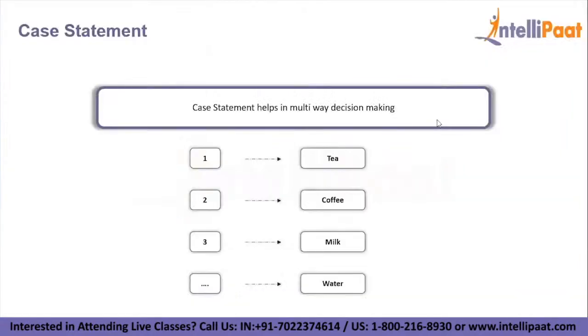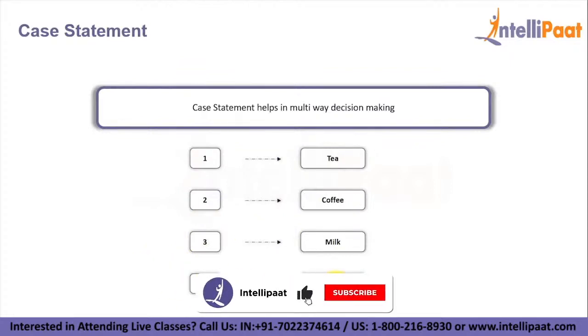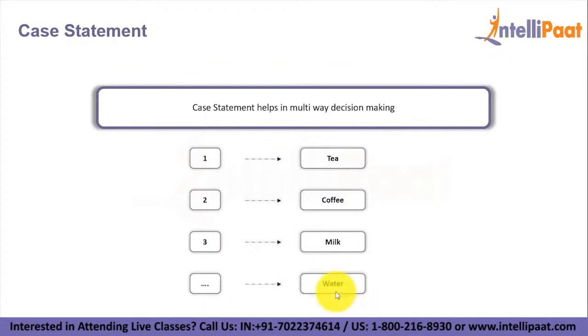So the SQL case statement helps us in multi-way decision making. So let's take this example to understand the case statement properly. Let's say there are 10 buttons starting from 1 to 10. So if the person selects 1, then he wants tea. If he selects 2, then he wants to order coffee. Similarly, if he selects 3, then he wants milk. And for any other case, the person will order water. So this is basically how the case statement works. So the case statement goes through conditions and returns a value when the first condition is met.